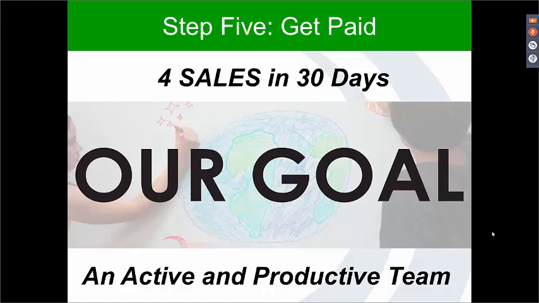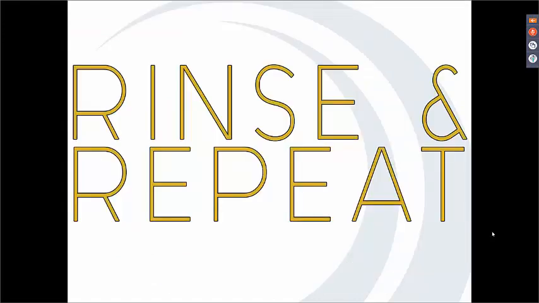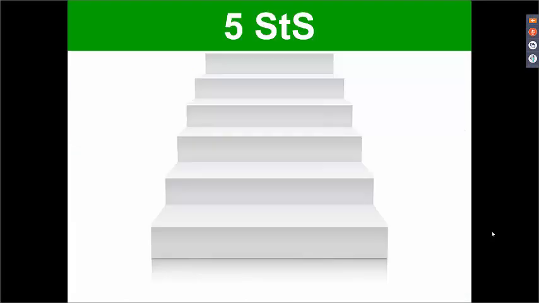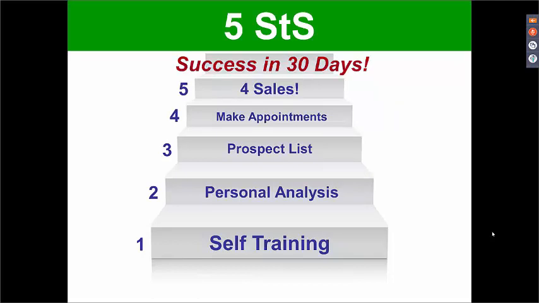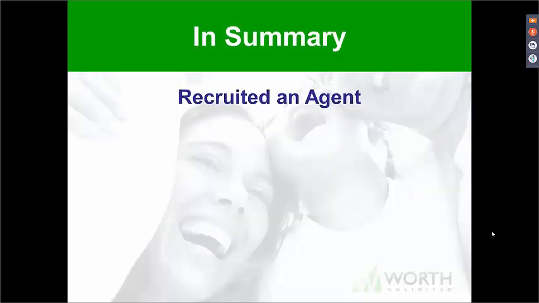But if you go at this lackadaisical, if you go at this half-hearted, that's the type of response that you're going to see. So once you've done that once, rinse and repeat. Get your team to rinse and repeat as well. And to review those 5 steps, it's your self-training, your personal analysis, your prospect list, make appointments, 4 sales in a month, success in 30 days, and that will be a profitable and moving forward team.